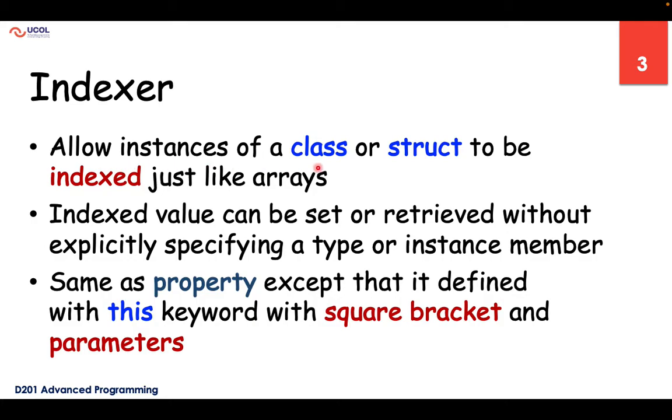Indexers allow the instance of a class or a structure to be indexed just like arrays. The index value can be set or retrieved without explicitly specifying the type or instance member. It is the same as a property, except that it's defined with the this keyword, square brackets and the parameters. So what does that mean?